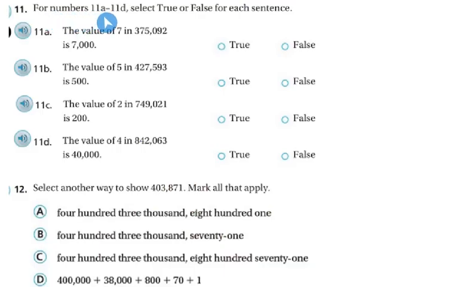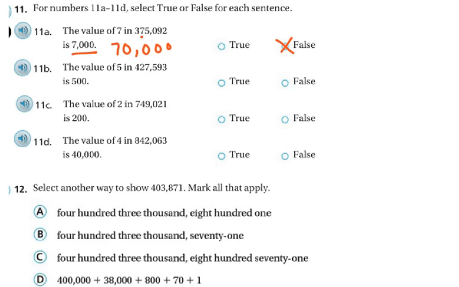All right, for numbers 11a through 11d, we're going to select true or false for each sentence. So let's look at the sentence. The value of the 7 in 375,092 is 7,000. So let's look. The 7, it's in the 10,000s place. So the value should be 70,000, not 7,000. So that is false.